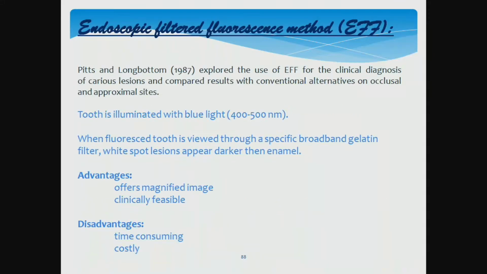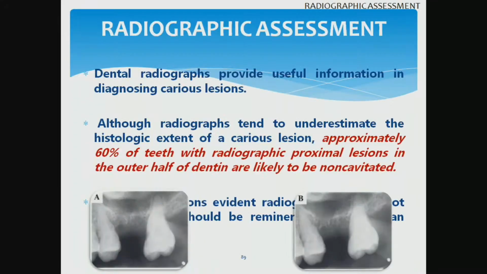Then you have the endoscopic filtered fluorescence method, which is by Pitt Logomeron. He gave that method. The tooth is illuminated with blue light 400 to 500 nanometer, and when the fluorescent tooth is viewed through a specific broadband gelatin filter, white spot lesions appear darker than the enamel.